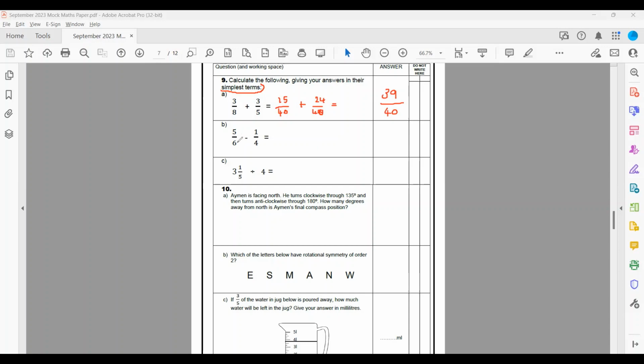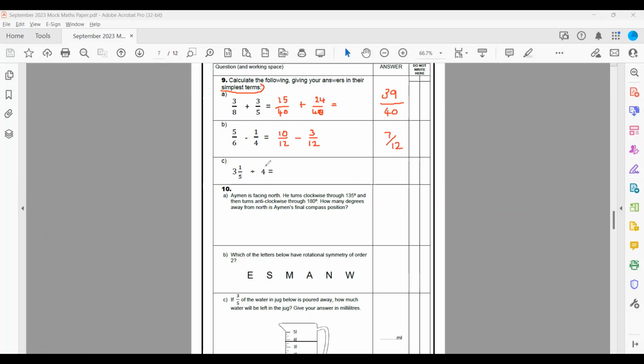For our next one, we're doing subtraction. Again, they need to have the same denominator. And the lowest common multiple for 4 and 6 is 12. So I'm going to create two new fractions over 12. To go from 6 to 12, I've times by 2. 5 times 2 is 10. To go from 4 to 12, I've times by 3. 1 times 3 is 3. And 10 twelfths take away 3 twelfths will give me 7 twelfths. So again, no need to simplify because that's already in its simplest terms.